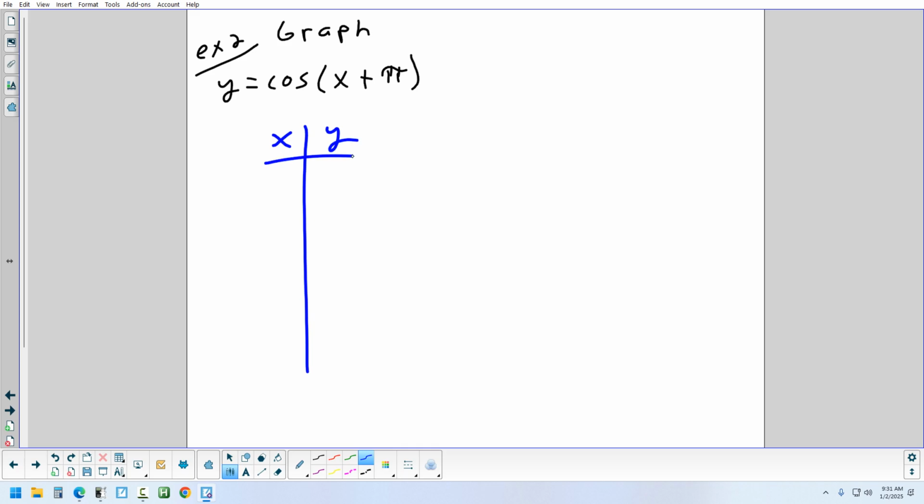Which values here are not going to change in my table? 0, 1, 0, negative 1, 0. So which column, x's or y's? The y's are not changing. You could invert the y's though too. Can you say those y's again? 0, 1, 0, negative 1, 0.